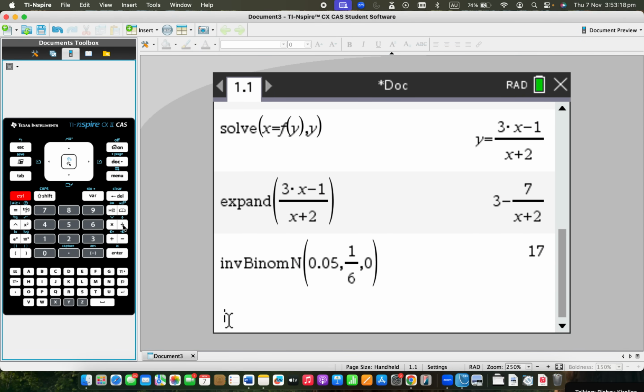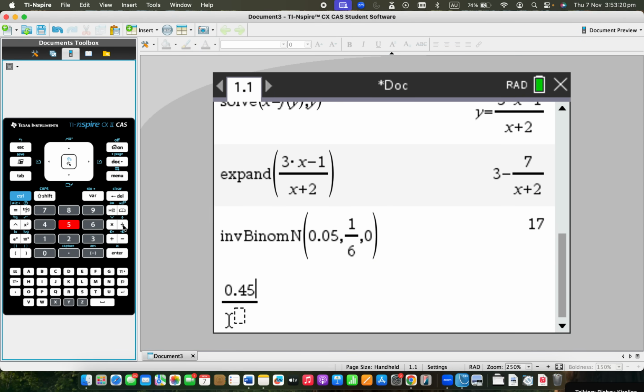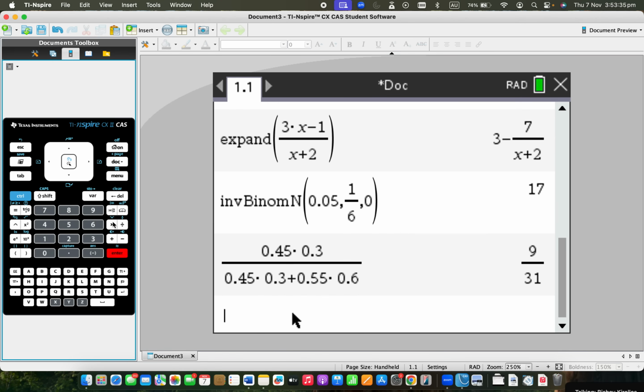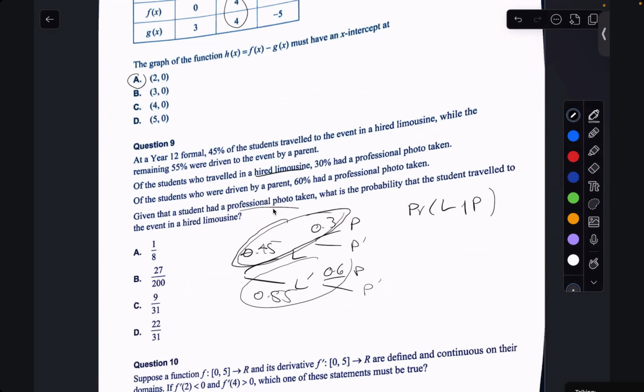So we can do a fraction and do 0.45 times 0.3. I'll just copy that. Put it on the bottom. Plus the other one, which is 0.55 times 0.6. And that works out to be 9 on 31.